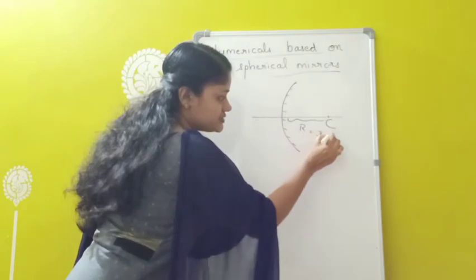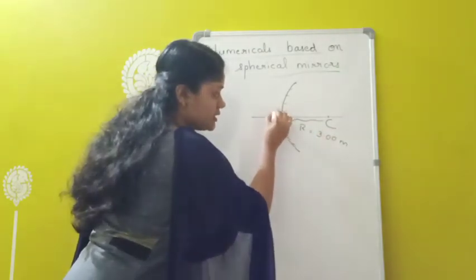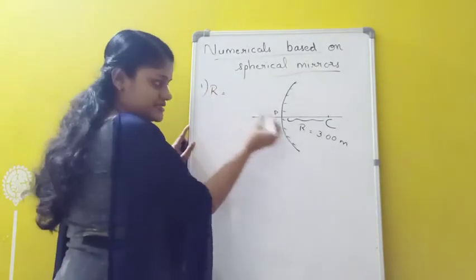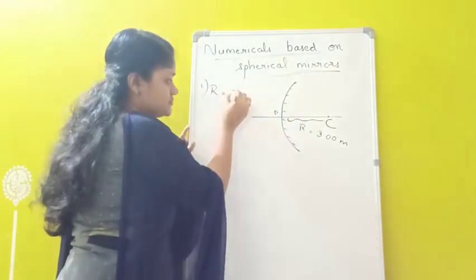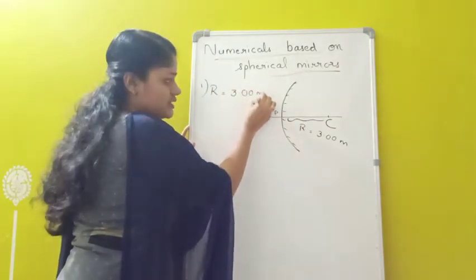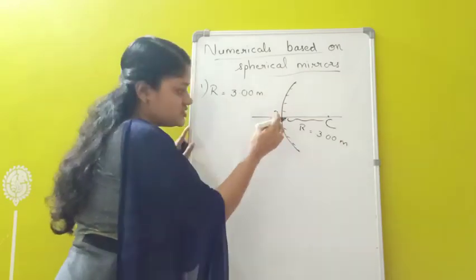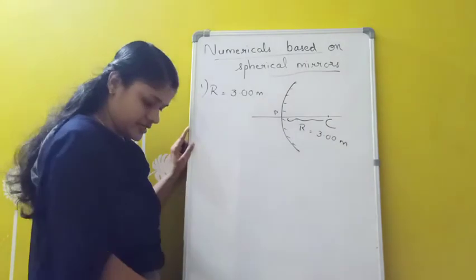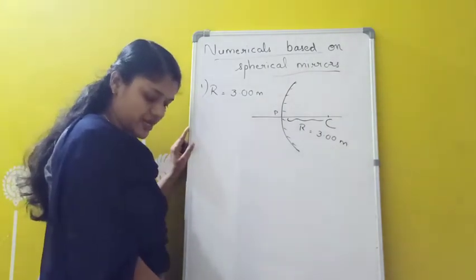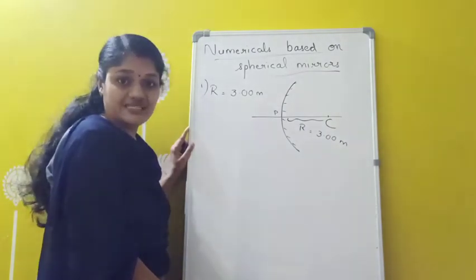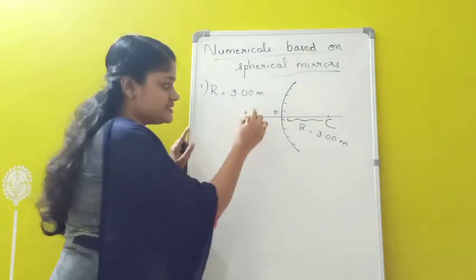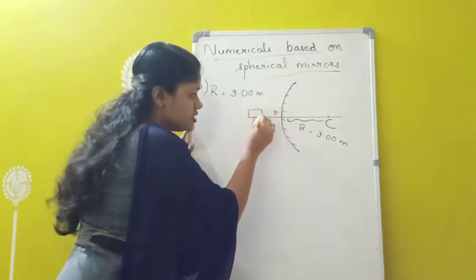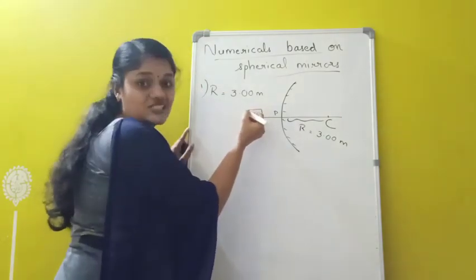So R equals 3 meters. And we know according to sign convention, R can be taken as plus. So it is plus 3 meters, because this R comes on the right hand side. So distance measured towards right is taken as positive according to sign convention. Then, if a bus is located at 5 meters, here the bus is taken as the object. Suppose somewhere here is the bus. This bus is the object.